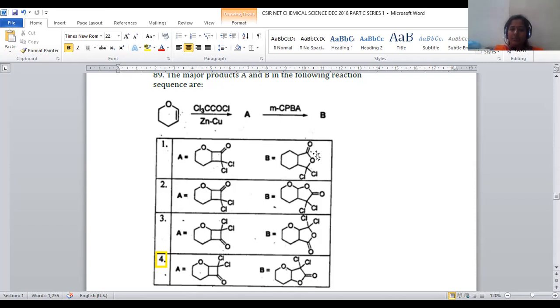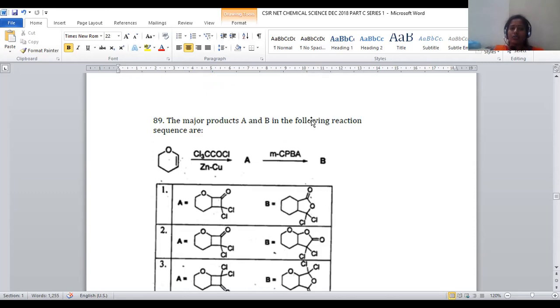Let us observe where the lactone ring is. Option number 1, lactone is there. Option number 2, lactone is there. Option number 3, lactone. Option 4 is also a lactone. So in all the cases a lactone is formed; we have to predict the exact structure of that lactone.